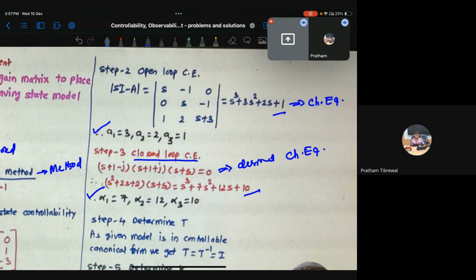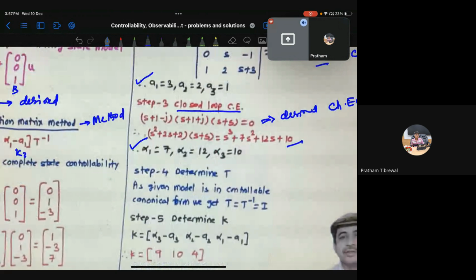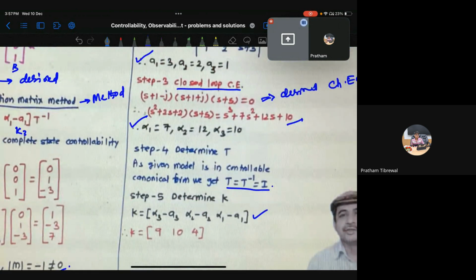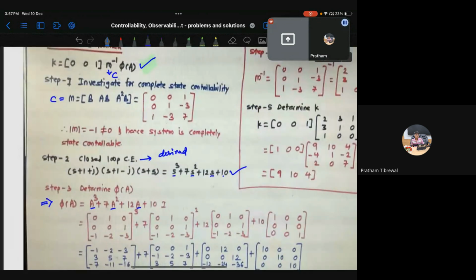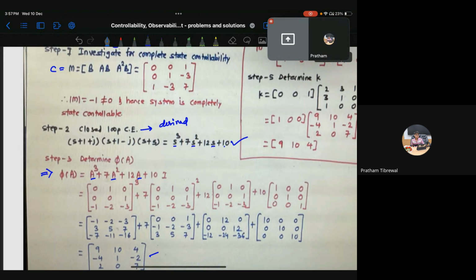Since the system is in canonical CCF form, T inverse is equivalent to I, the identity matrix. Now your K matrix is this: alpha 3 minus a3, alpha 2 minus a2, alpha 1 minus a1. So this is the K matrix. That is the first one. The second one I told you, the controllability check is as usual.